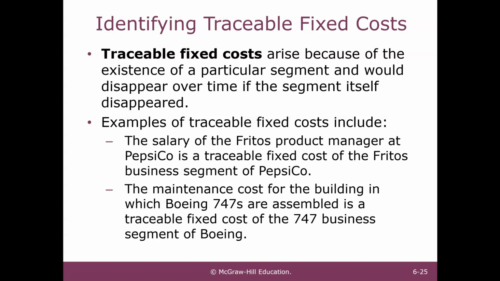An example of a traceable cost would be the salary of the Fritos product manager at PepsiCo. That's a traceable fixed cost because he is the manager over the Fritos business segment. Another example is the maintenance cost for the building in which the 747s are assembled. That can be traceable to that actual building.